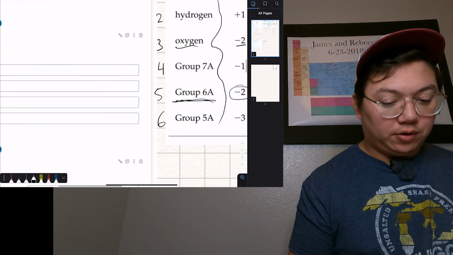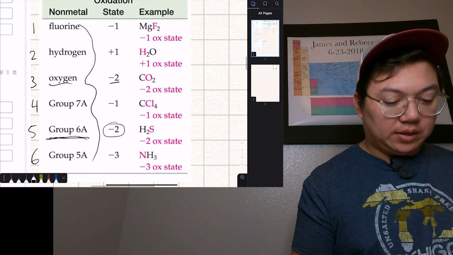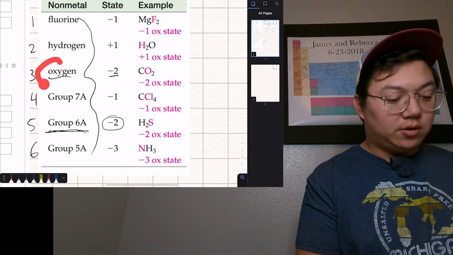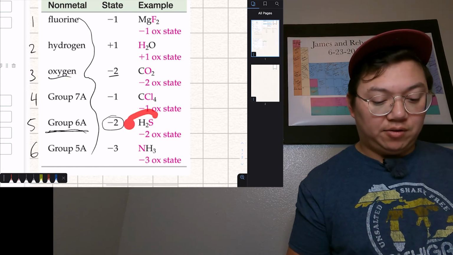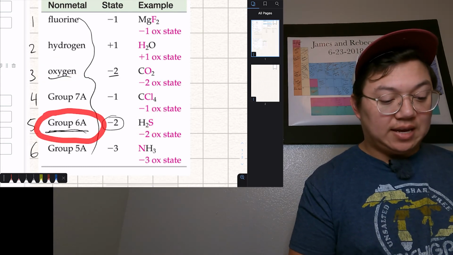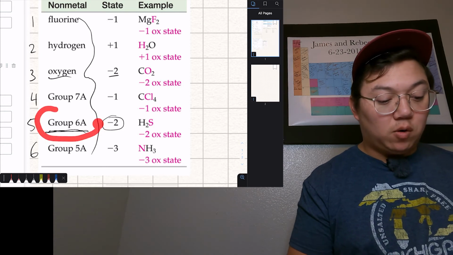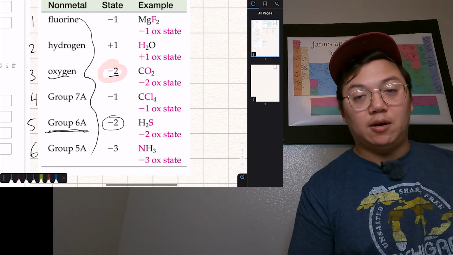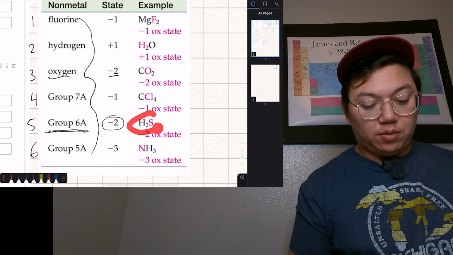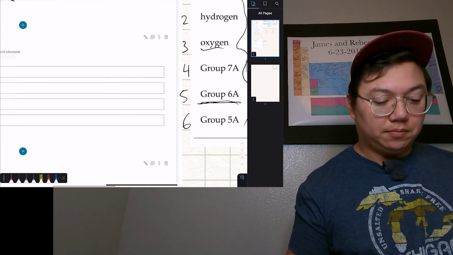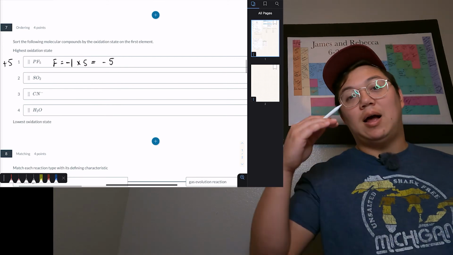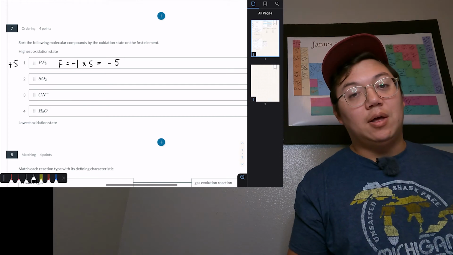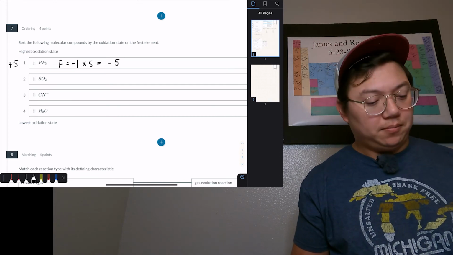So for the next one, we have sulfur dioxide. And we'll look at this list again. So we have fluorine, hydrogen, oxygen. So oxygen here is number 3. This is convenient that sulfur is listed here. So sulfur is in group 6A, but it's lower priority than oxygen. So we'll use oxygen's oxidation state of -2 to determine what sulfur's oxidation state is. So you're looking for the highest element on the list in your molecular compound and using that to determine the oxidation state of anything that's below it.